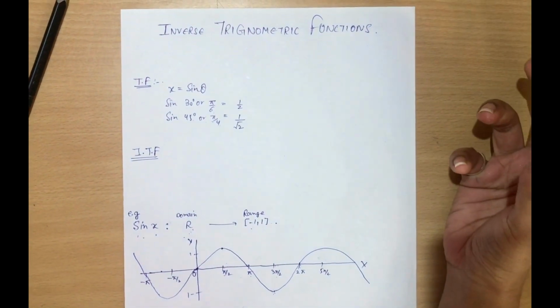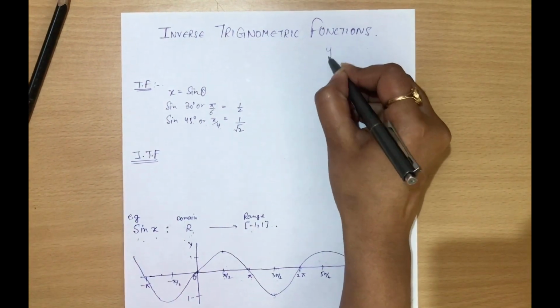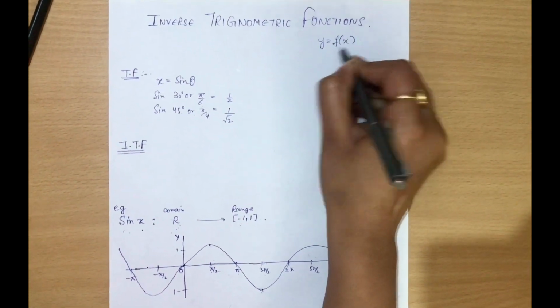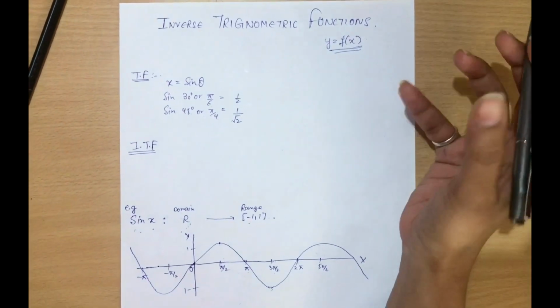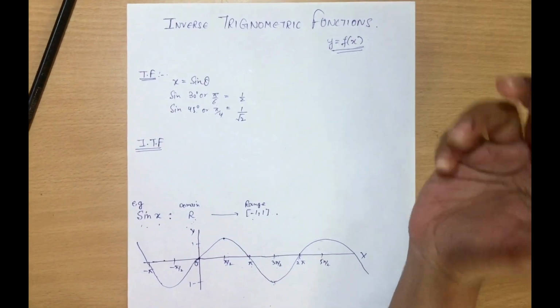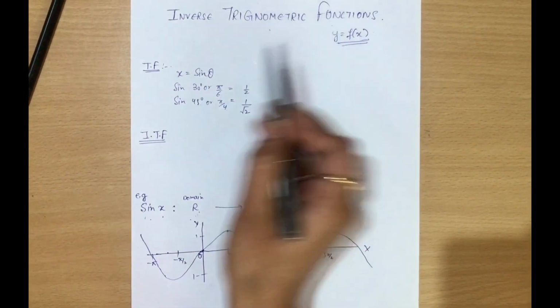No two distinct ordered pairs have the same first element. Or you can say, if you have y is equal to f of x, is this a function? If y is a function, then for one value of x we can't have two values of y, right? So next is the trigonometric function.